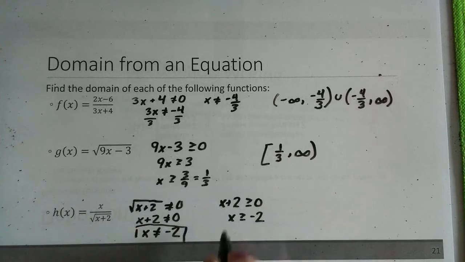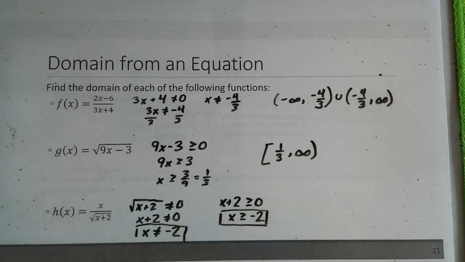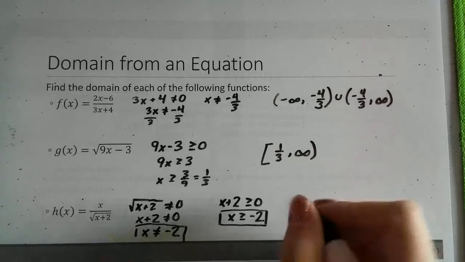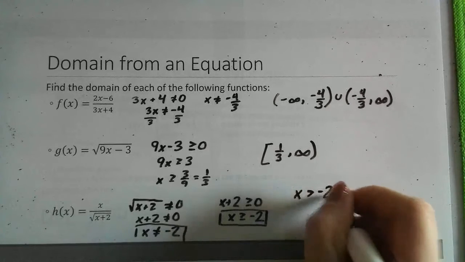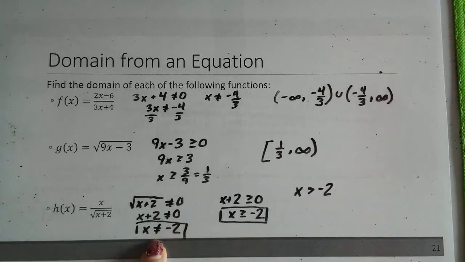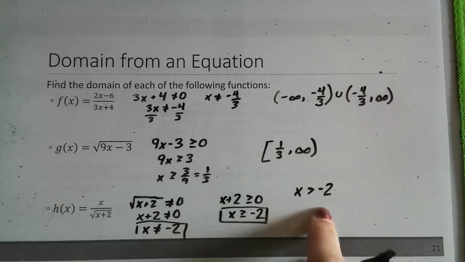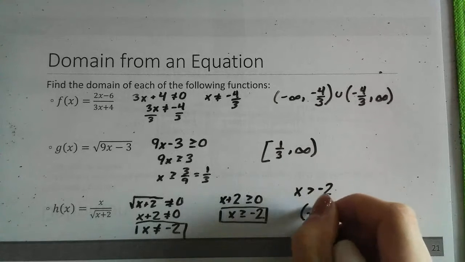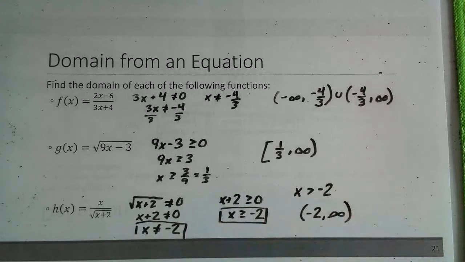X must not be equal to -2, but also x has to be greater than or equal to -2. I need to make sure I listen to both of those restrictions. So how do I make it so x is not equal to -2, but x is greater than or equal to -2? Well, if it's greater than or equal to, but not equal to, I can combine those together, and x must be greater than -2. It can't be equal to, because that would make us divide by 0. So I need to write in interval notation that x is greater than -2, which would be -2 to positive infinity.